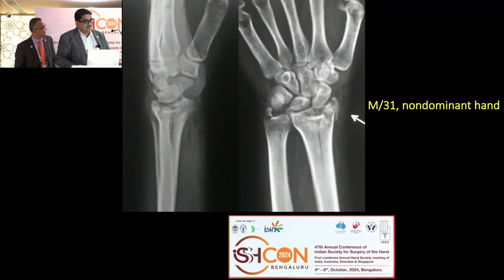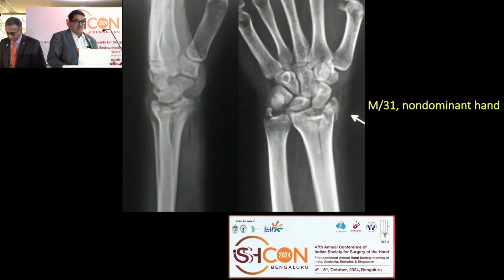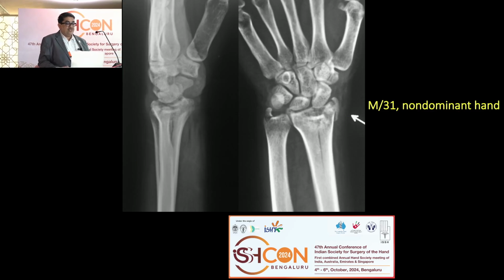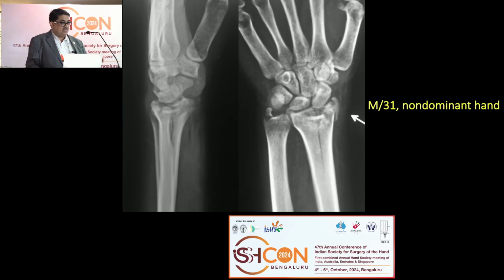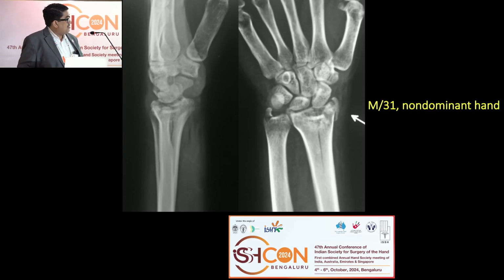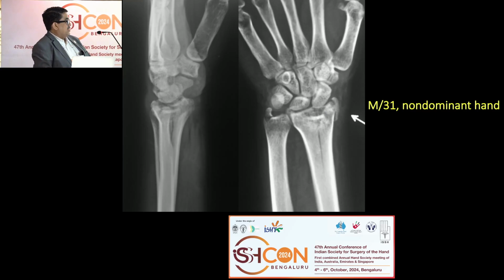So our first case that we discussed today is a 31-year-old gentleman, a manual laborer, who came with injury to the non-dominant hand, and these are the best X-rays that we had, trauma X-rays. Ravi, your opinion on the X-rays, please.